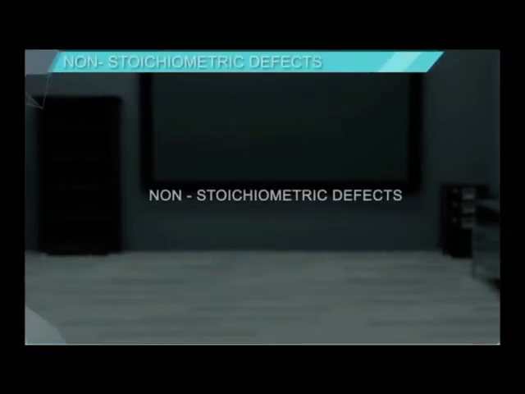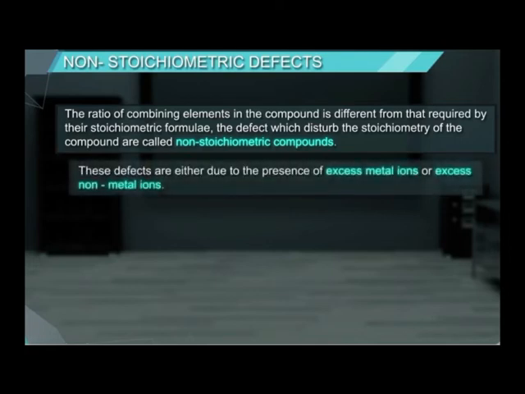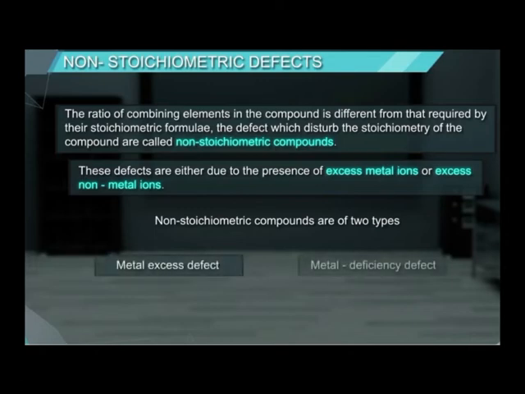Non-stoichiometric defects. The ratio of combining elements in the compound is different from that required by the stoichiometric formula. The defects which disturb the stoichiometry of the compound give non-stoichiometric compounds. These defects are either due to the presence of excess metal ions or excess non-metal ions. Non-stoichiometric compounds are of two types: metal excess defect and metal deficiency defect.